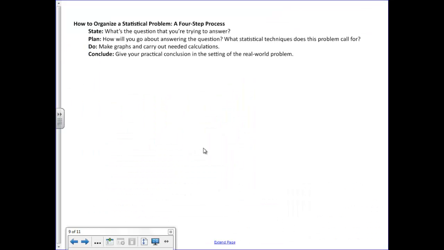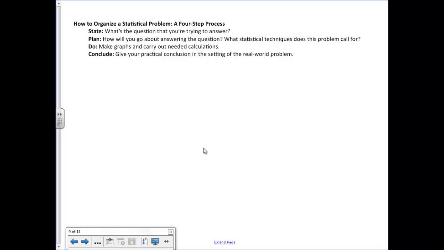Often in the book you're going to see examples that say organize or follow the four-step process to complete this question. We're not actually going to do it, but everybody's like, well, Ms. Ruth, what really is that? What is the four-step process? It's state, plan, do, and conclude.